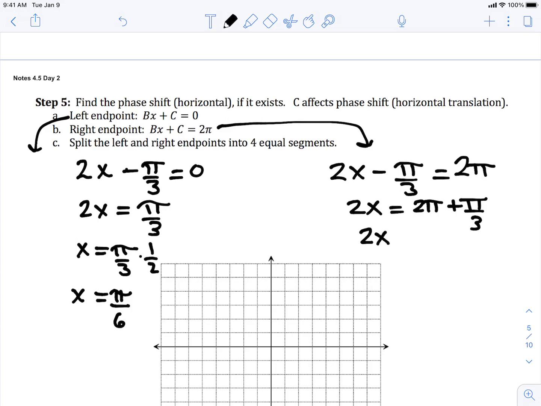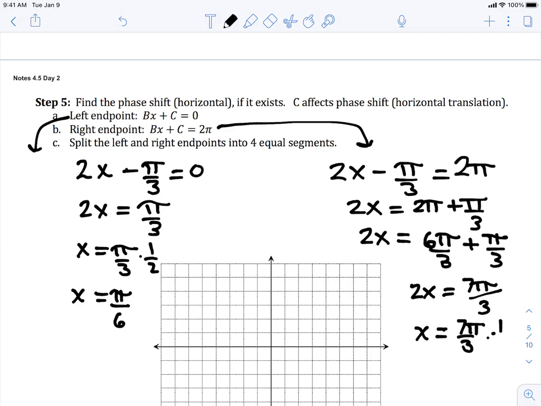The right side we can't divide by 2 yet because we have to combine those two terms on the right. So I'm going to change that 2 pi to 6 pi over 3, so I can add those two fractions together, which is 7 pi over 3. Now I can divide both sides by 2 or multiply both sides by 1/2. Now we multiply across. So this is your left endpoint, and then this will be your right endpoint.